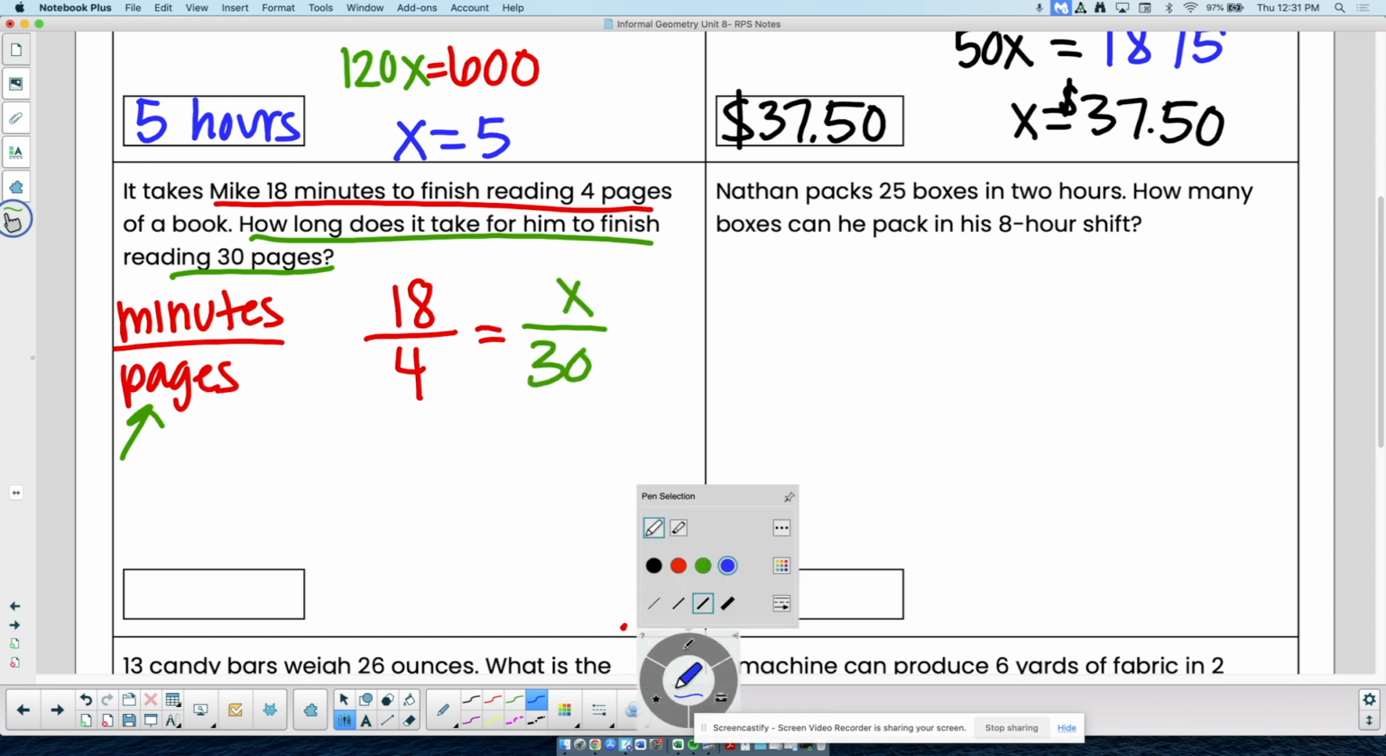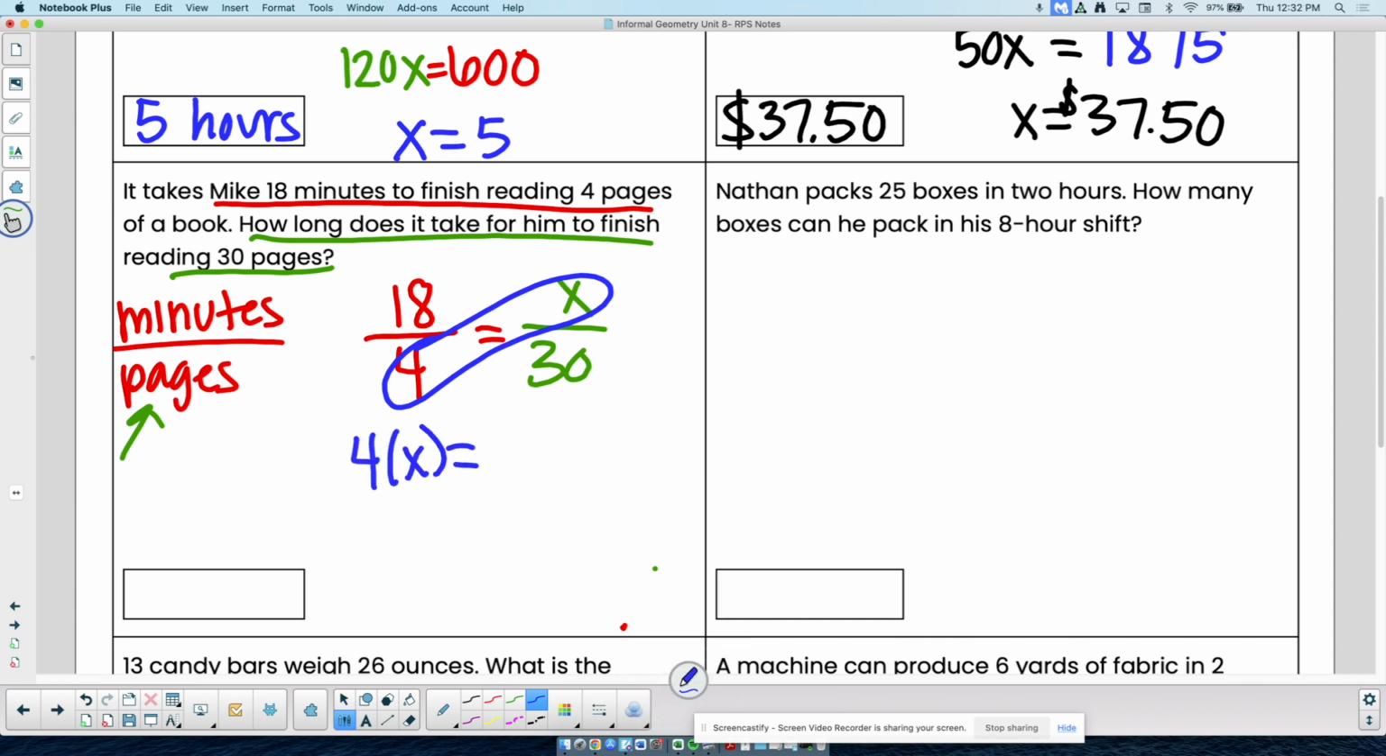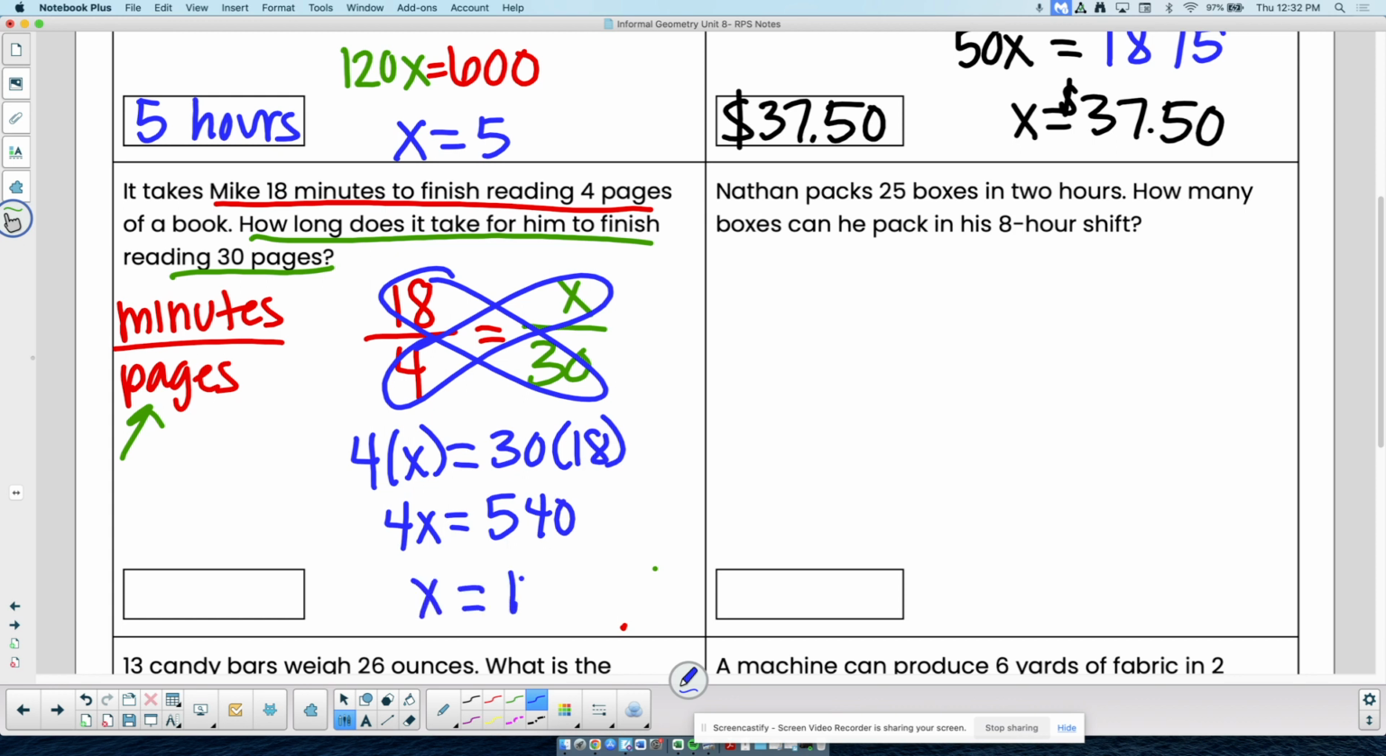Now we simply cross multiply. 4 times x is equal to 30 times 18. Now we simplify. 4 times x we know is 4x. 30 times 18 is 540. Divide by 4 and x equals 135. So it would take him 135 minutes to read 30 pages.